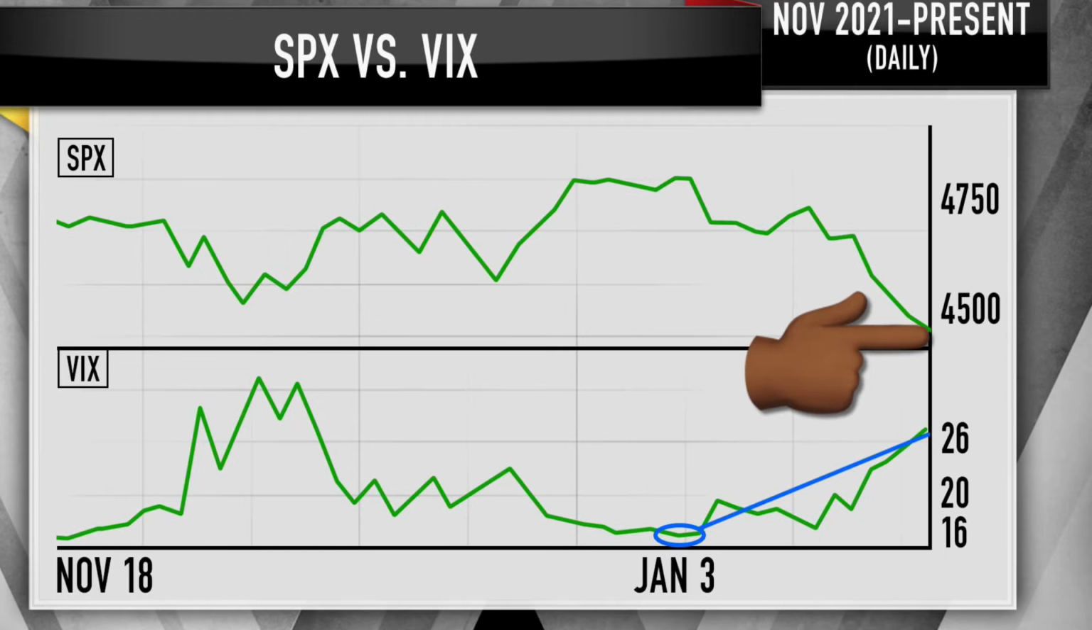Right here, you see where SPX is going down. That's showing you that they work inversely in correlation to each other, meaning when one goes up, the other goes down. It's not rocket science. Let's keep it simple.